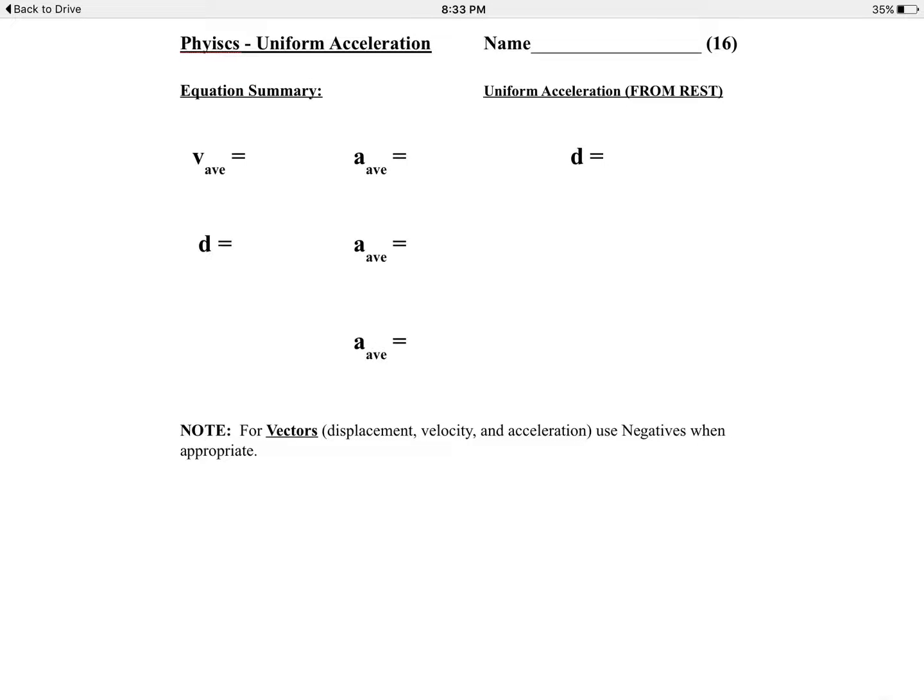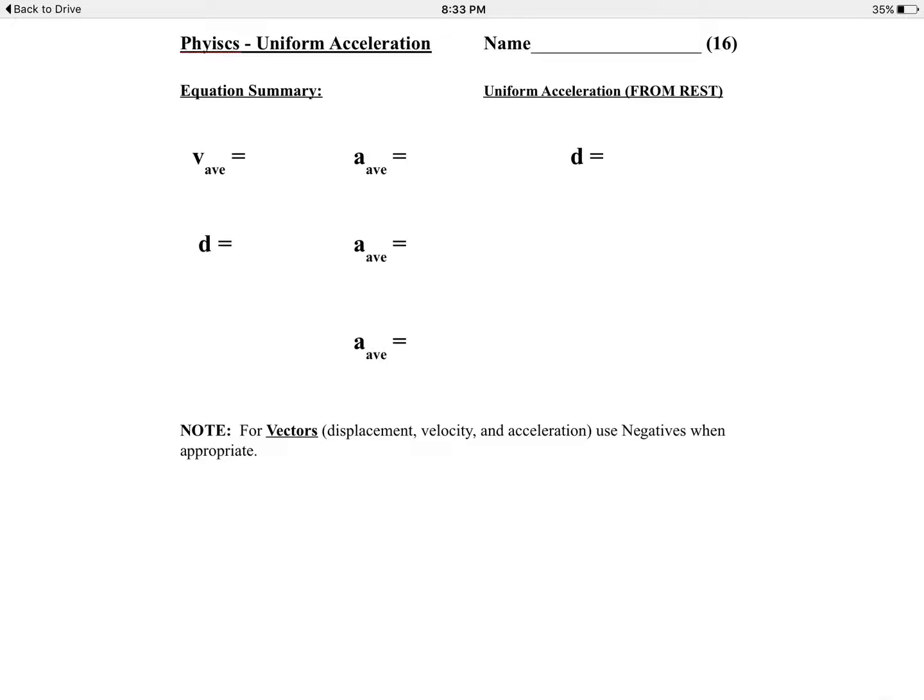Physics, Kinematics, Chapter 2 in our book, Uniform Acceleration. This is a summary. We're going to boil everything down to three basic equations. There are more equations, more detailed equations, but for us these will be the three equations with some of their variations that we will stick to or limit ourselves to in this unit.